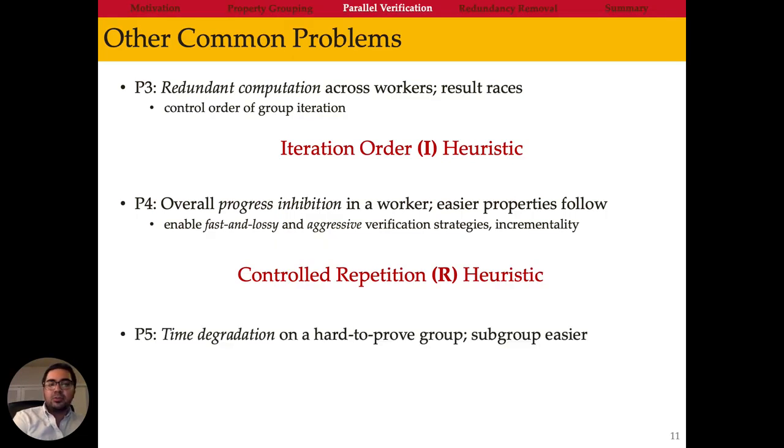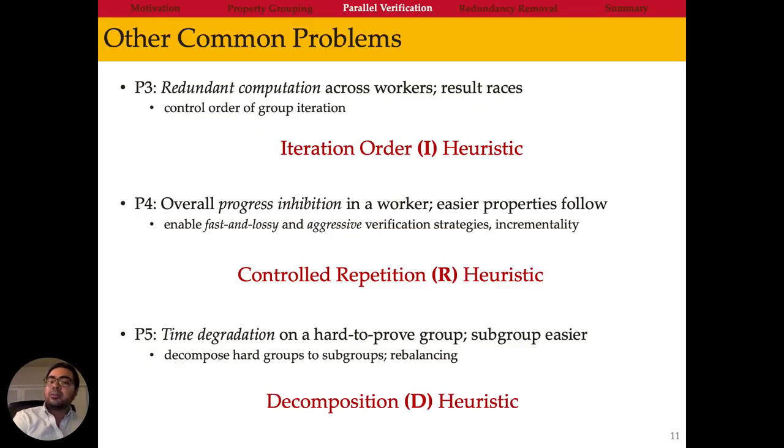Lastly, there is the problem of time degradation, in which a group cannot be proved even after several repetitions. To solve that problem, we introduce a decomposition heuristic that allows us to decompose hard-to-prove property groups into smaller subgroups using our rebalancing procedure.